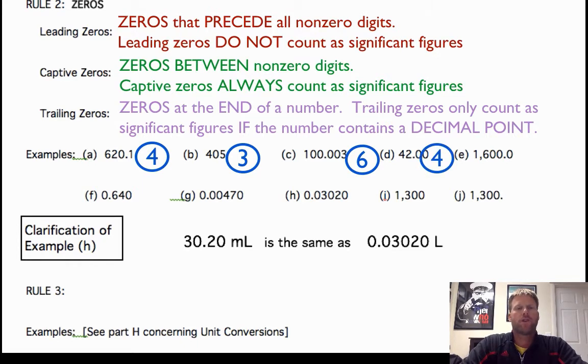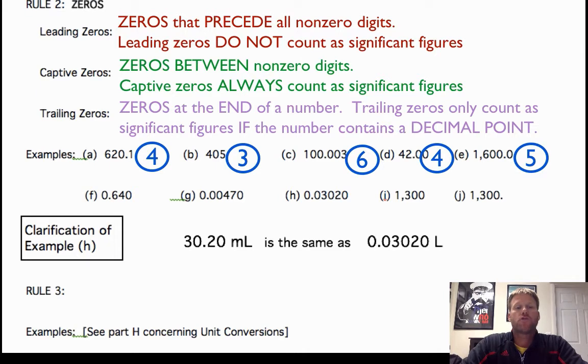Think about E really quick. This number has 2 non-zero digits and only trailing zeros. Do these zeros count? Yes, they do, because the number has a decimal point. Therefore, this value has 5 significant figures.